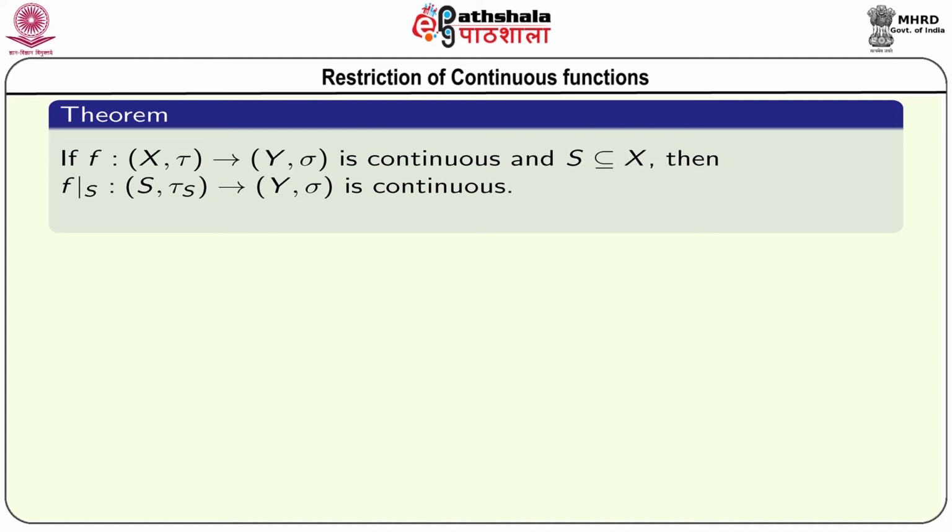We also have that whenever we restrict a continuous function to some subspace of a given space X, then it will be continuous. So, we state the theorem properly: if f is a continuous function from X to Y and S is a subset of X such that S induces the subspace topology from X, which we denote by tau S, then the restriction function f on S from S to Y is continuous.